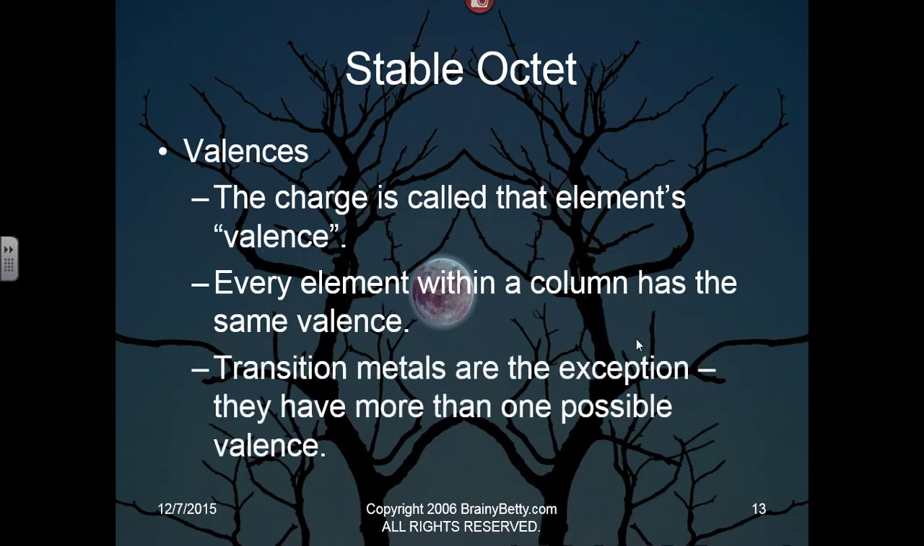There is an exception. There's always an exception. Transition metals, the D block elements, are that exception. They can have more than one possible valence. They have some choices in terms of how many electrons they can lose, and it depends very much on the situation and what you're reacting them with. We'll talk more about transition metals in a couple of months, but for right now, we just need to know that they are the exception. They can have more than one possible valence.